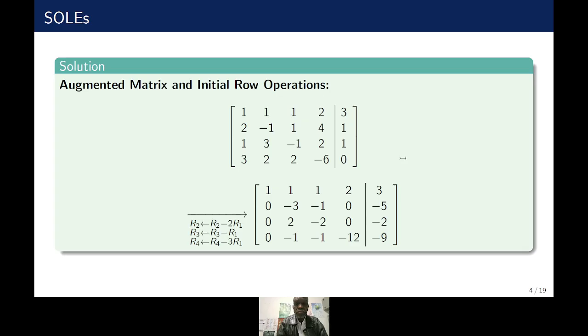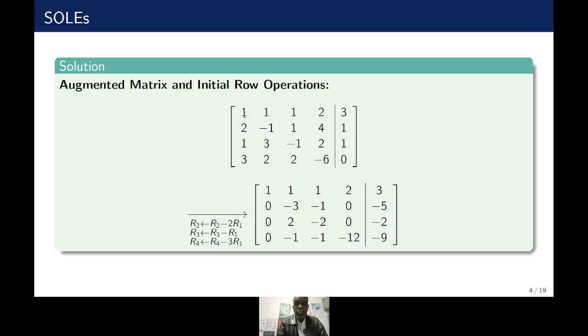So for our initial row operations, what we are going to do is eliminate x1 in the last three equations. Okay? So we keep it in the first equation. So we use this one as what we call a pivot.